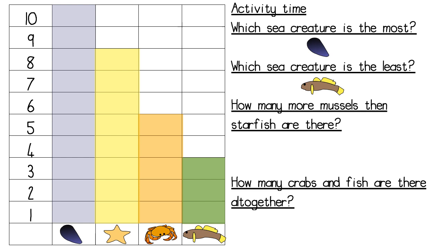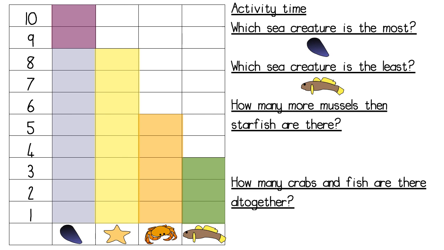Question number 3 is, how many more mussels than starfish are there? We can see that there are more mussels than starfish because the mussels have more blocks colored in. There are 10 mussels and 8 starfish. By looking at the blocks, I can see there are 2 more blocks colored in than the starfish, meaning that there are 2 more mussels than starfish.